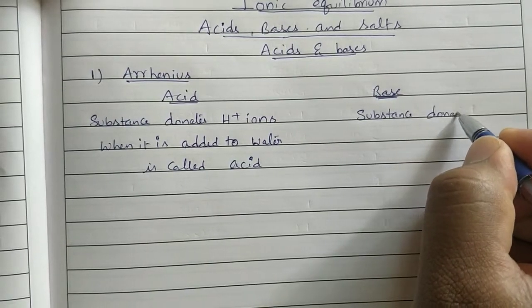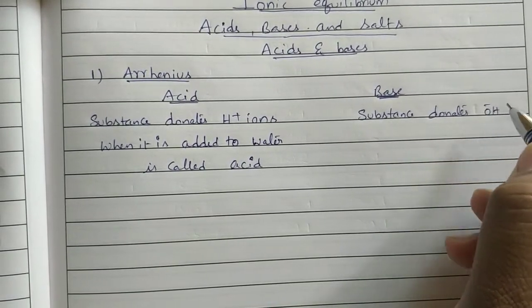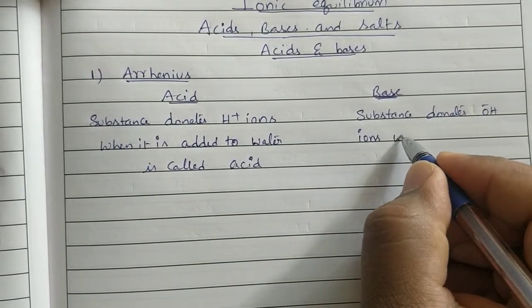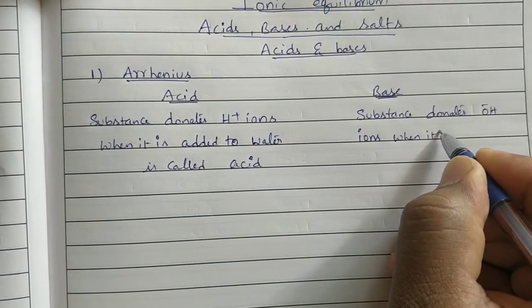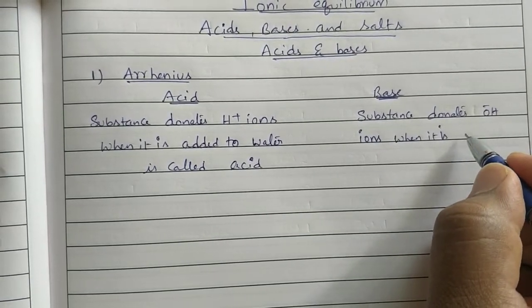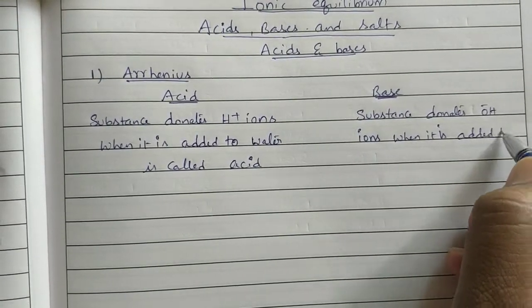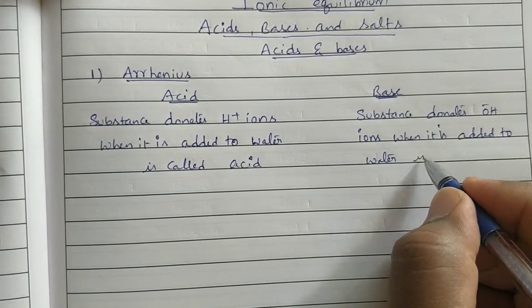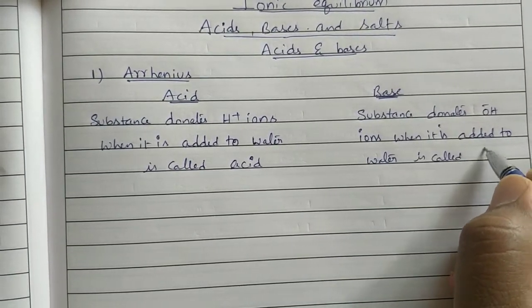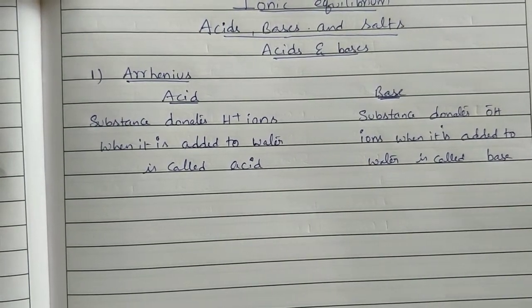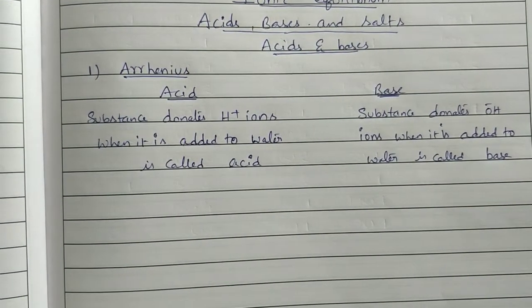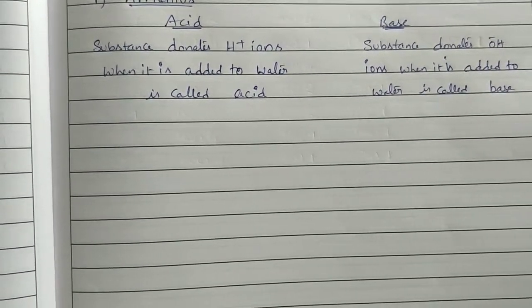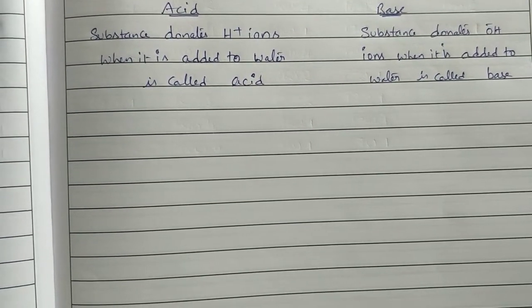A substance that donates OH minus ions when it is added to water is called a base. These two come under Arrhenius acid and Arrhenius base.